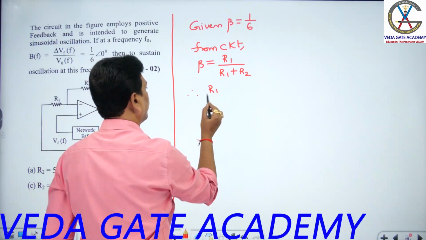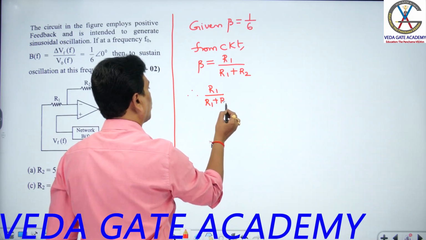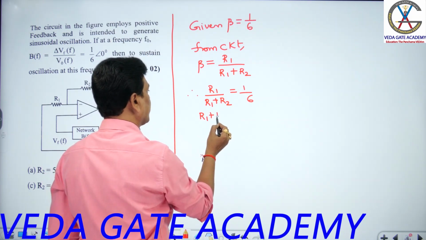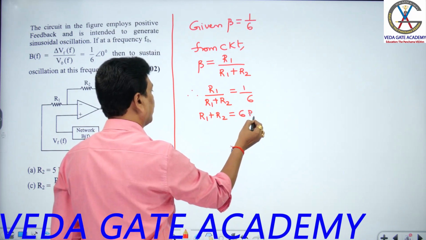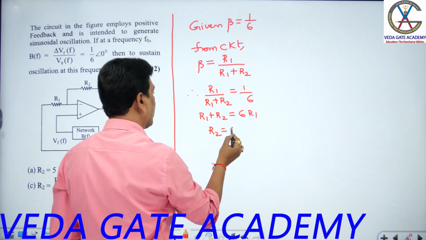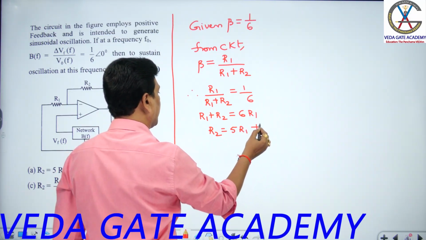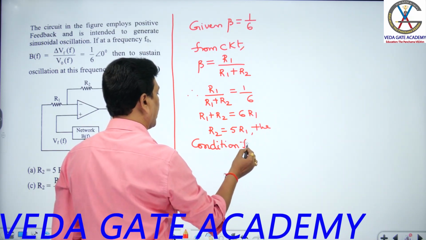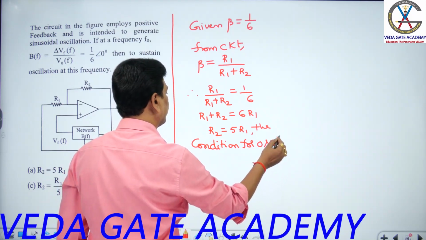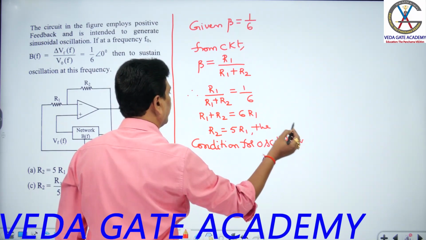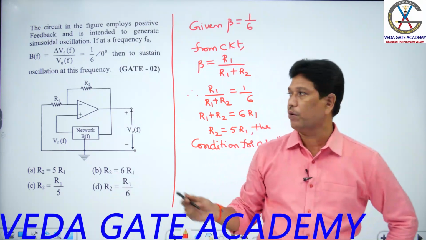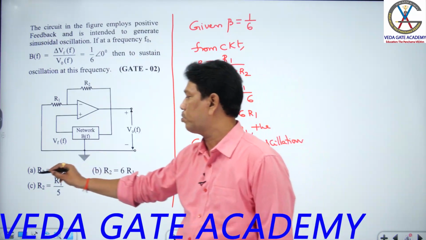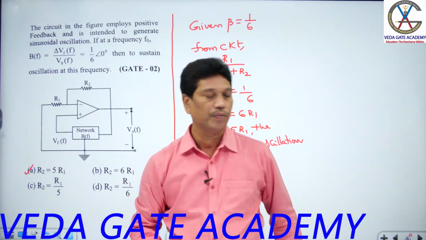R1 by R1 plus R2 equals 1 by 6. So take this one now. R1 plus R2 equals 6R1. So R2 equals 5R1, the condition for oscillation. So this would be the condition for oscillation in the case of your op-amp circuit of this oscillator. So R2 equals how much? 5R1. The option would be A. Confirm. Check out the next question now.